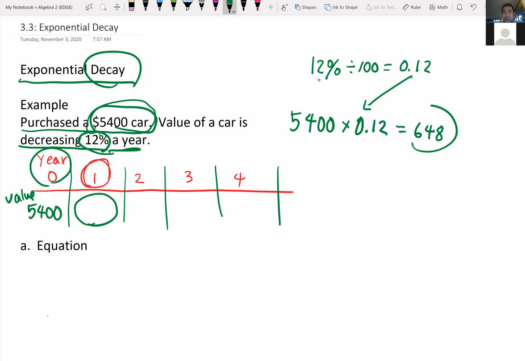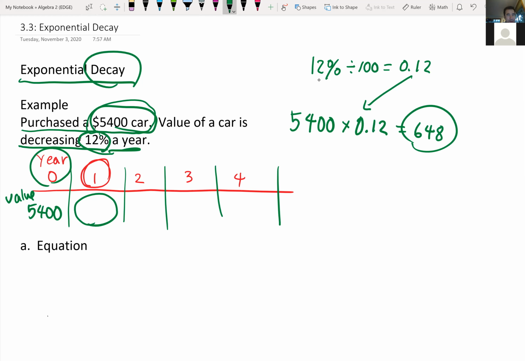Now, what does that represent? $648. Is the car going to be worth only 600 bucks? No, that's the 12% that you're going to lose, right? That's the value that you're going to lose. You're going to basically lose 648 bucks out of 5,400 bucks. So what is the car worth? We are interested in the worth of the car, isn't it?